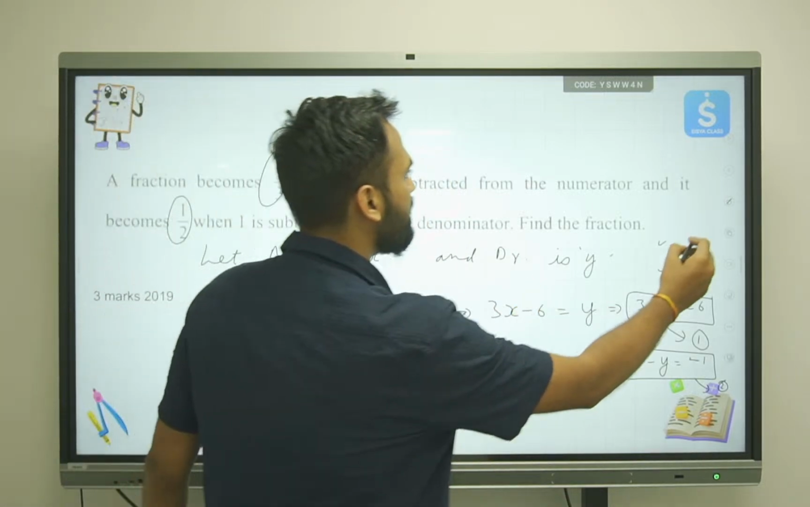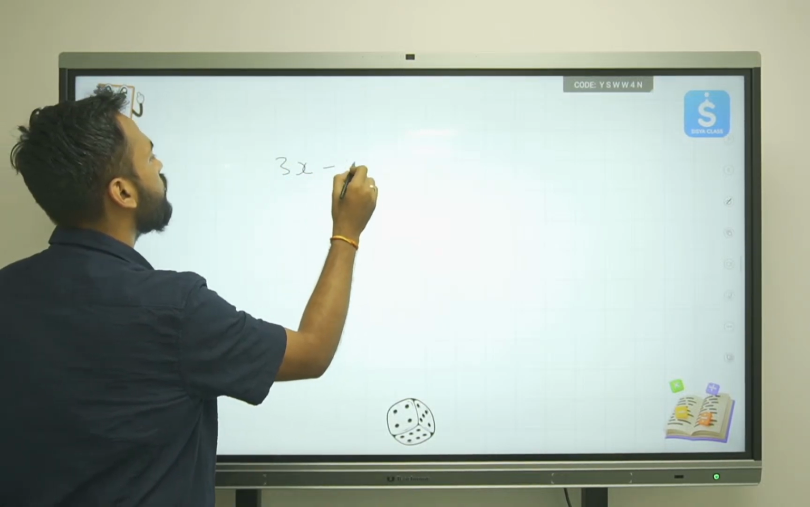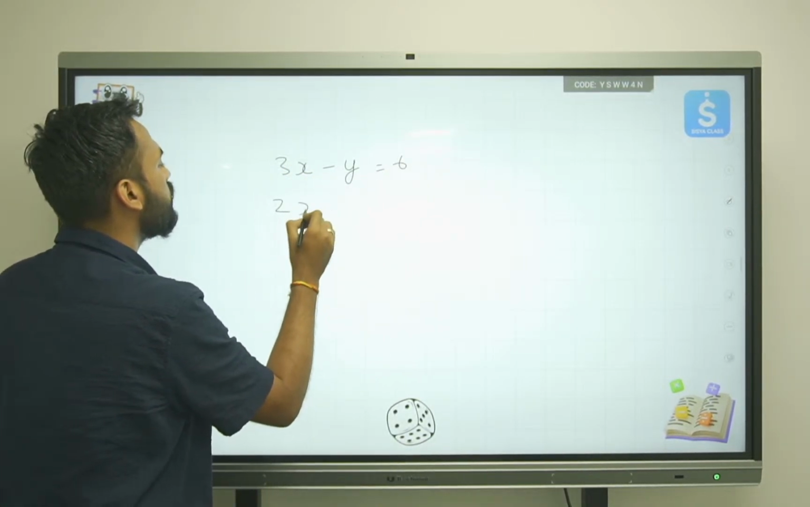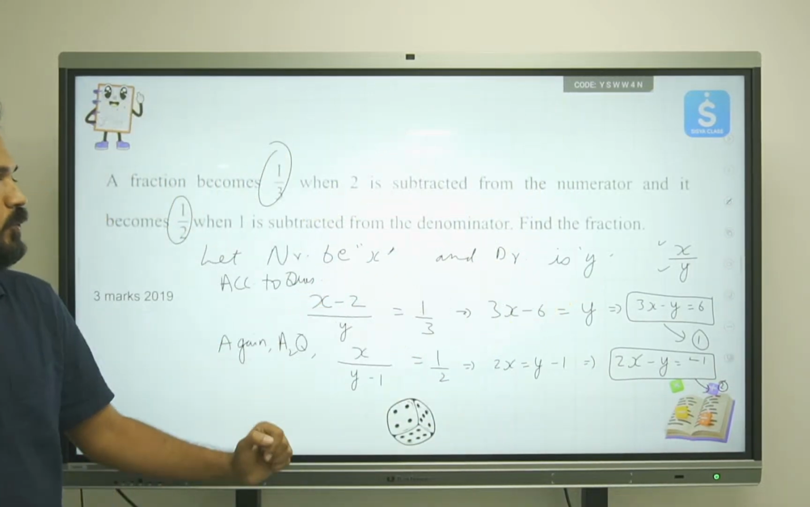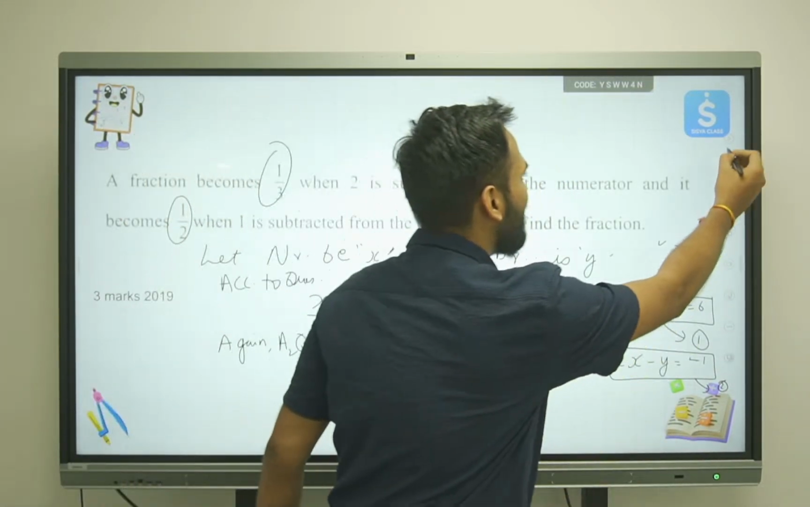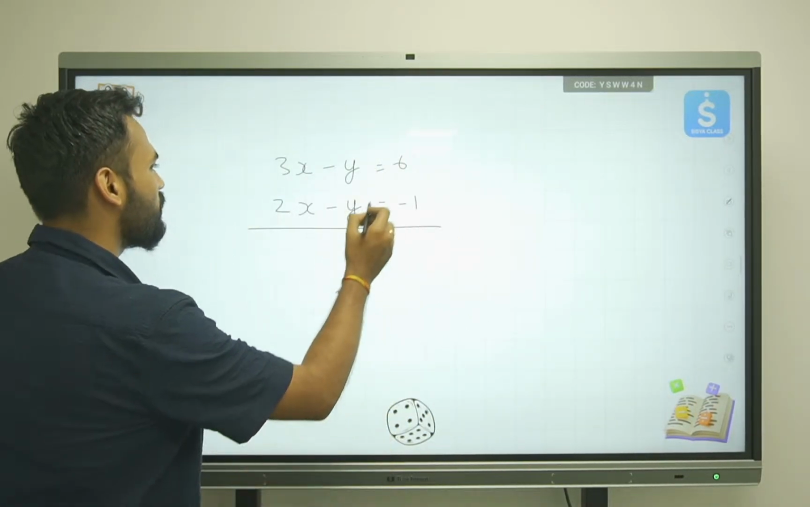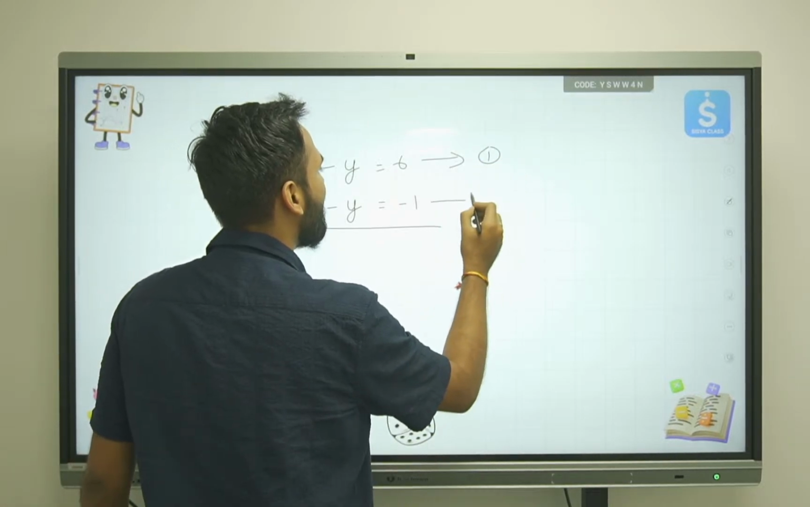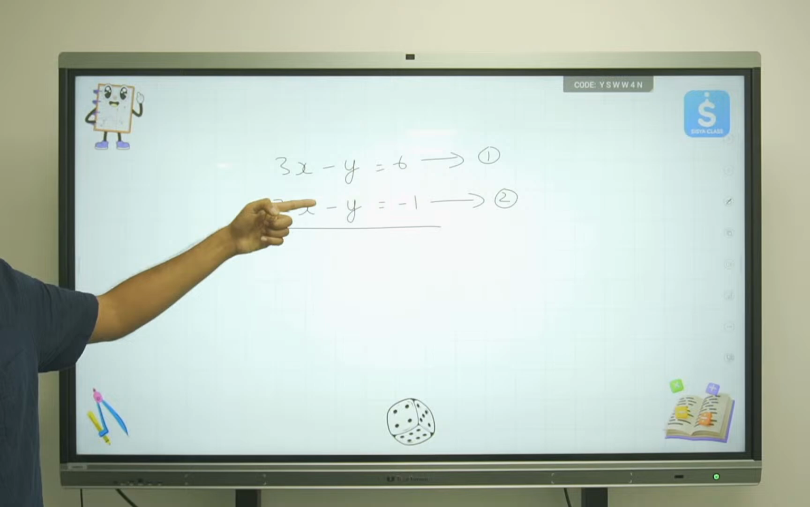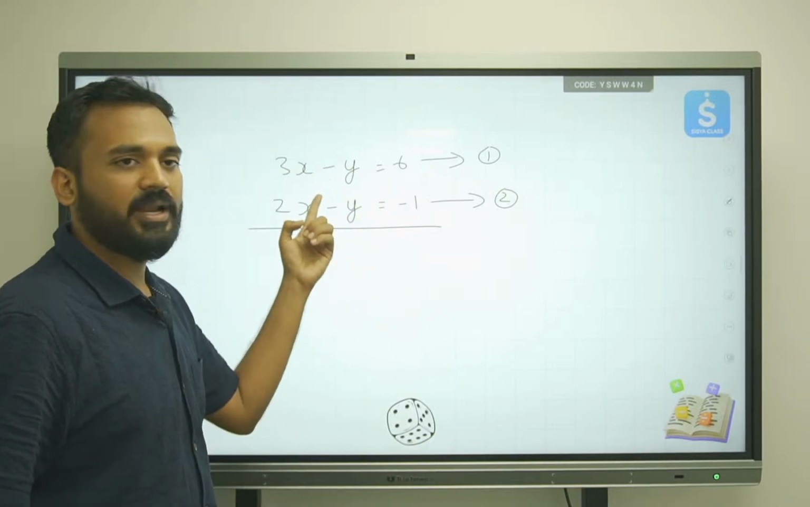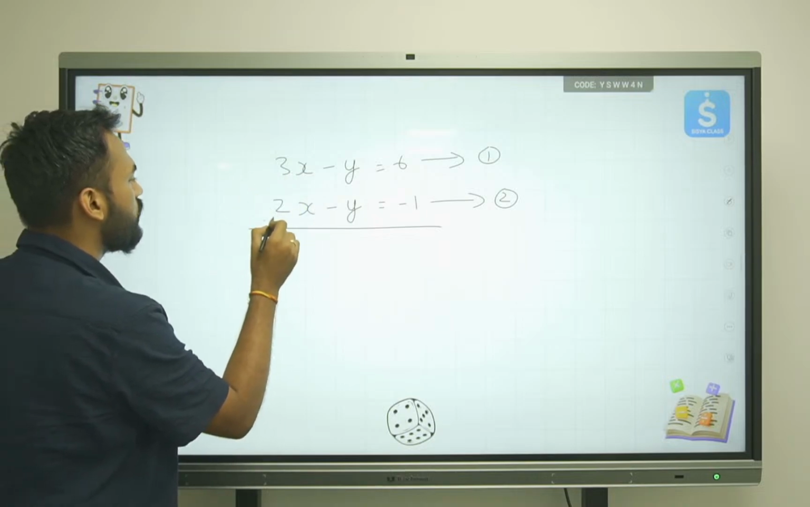Equation 1 is 3x minus y equals 6. Equation 2 is 2x minus y equals minus 1. The best method to solve this is not cross multiplication, not substitution. The best method to solve this is elimination. Let's eliminate the variable which has the same coefficient. Clearly see that minus 1 is there with y. We can subtract these two equations to get rid of y and only be left with x, and we'll be able to find out the value. Minus plus.